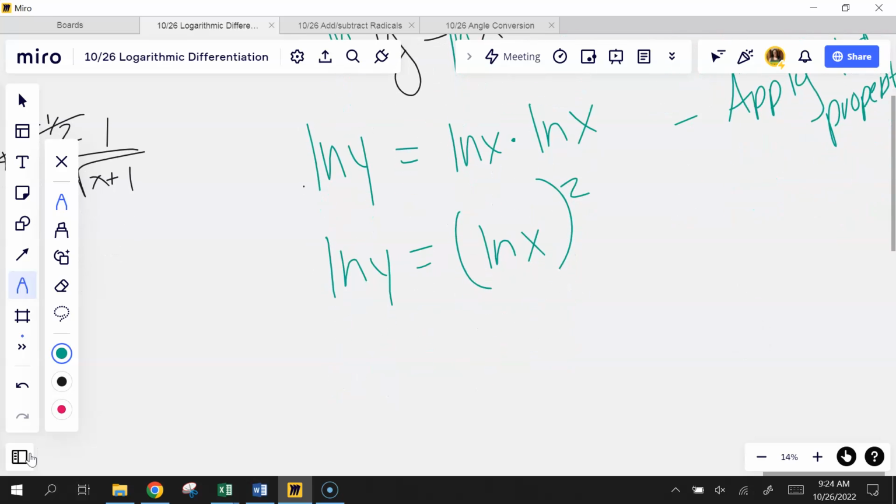And the reason is because on the left side, I'm going to have to take the derivative, right? What's the derivative of log y? 1 over y, but because I'm taking it with respect to x, I have to follow with a dy dx. Now what's the derivative over here? Power first, and then chain it.